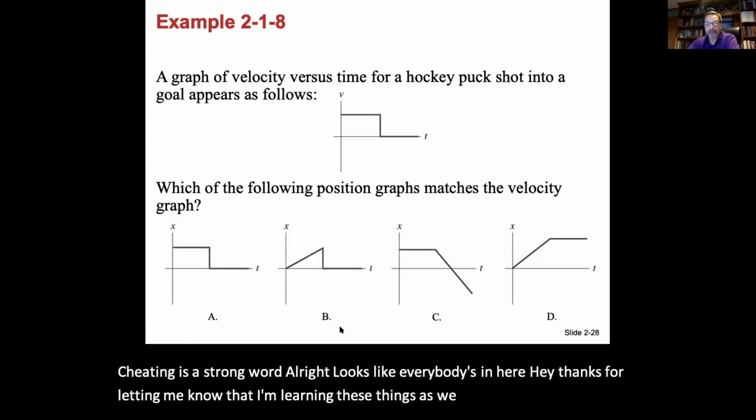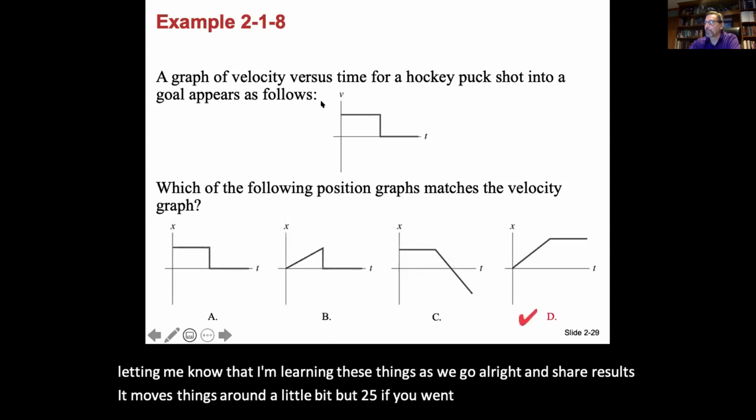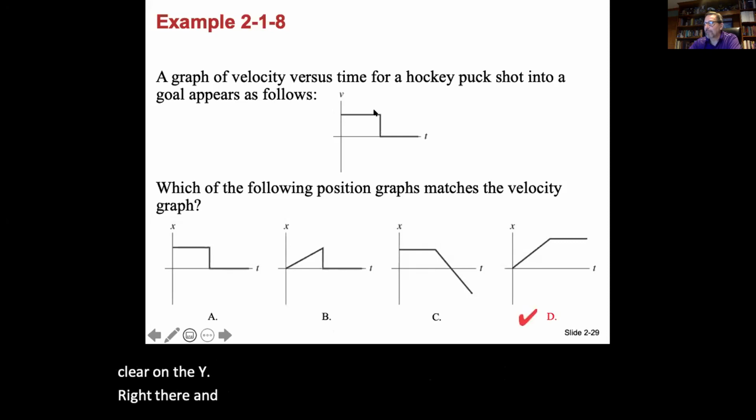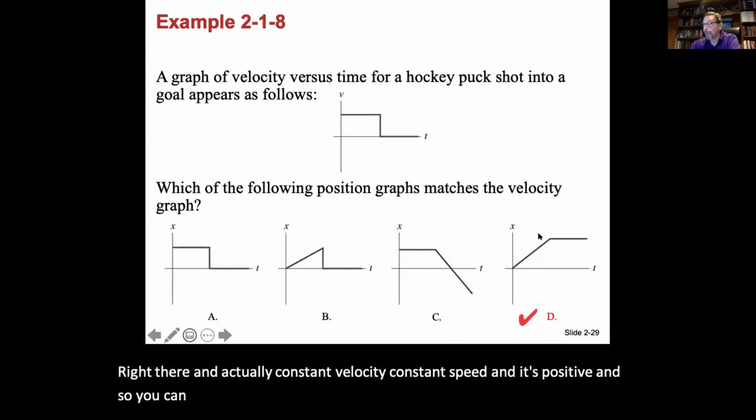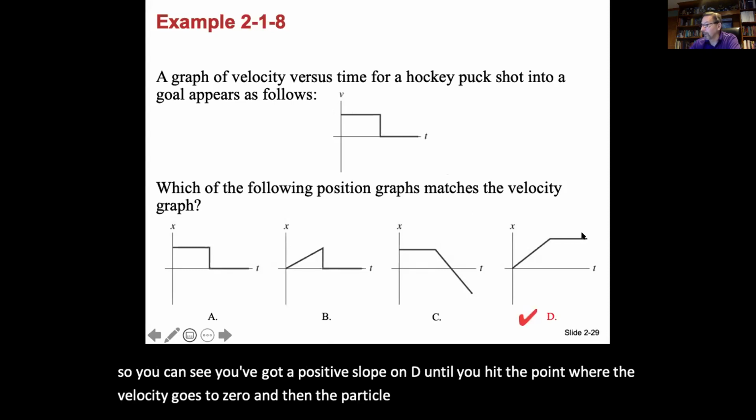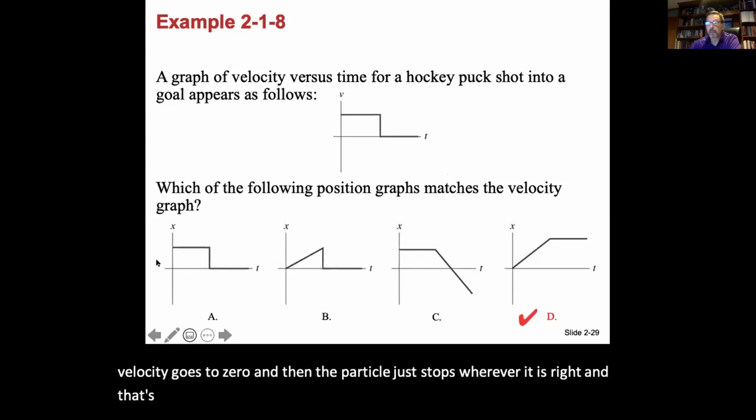All right, and share results. It moves things around a little bit, but 25 of you went D. And just so we're clear on the Y, right there, that's a constant velocity, constant speed, and it's positive. And so you can see you've got a positive slope on D until you hit the point where the velocity goes to 0, and then the particle just stops wherever it is, right? And that's what happens here. All right, let's stop sharing that.